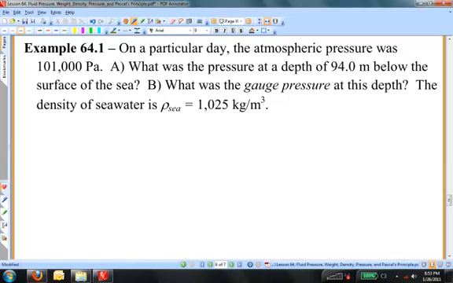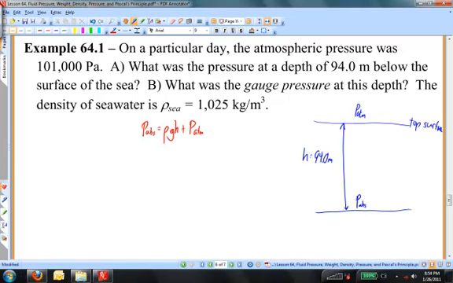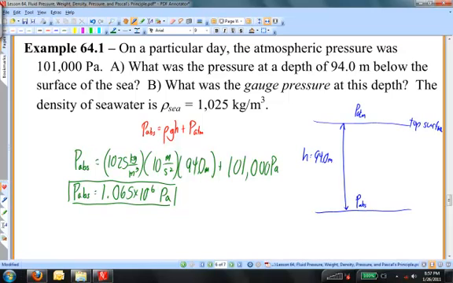Let's start with our equation relating the absolute pressure underneath the surface of some water or liquid, and the pressure that's at the top. So the absolute pressure is going to be equal to the gauge pressure, which is rho g h, plus atmospheric pressure. And I know what rho is, I know what g is, and I know what h is. So I'm going to put these numbers in to figure out what the absolute pressure is. I get roughly 1.06 times 10 to the 6 Pascal. Now we're asked in part B to figure out what the gauge pressure is at this depth.